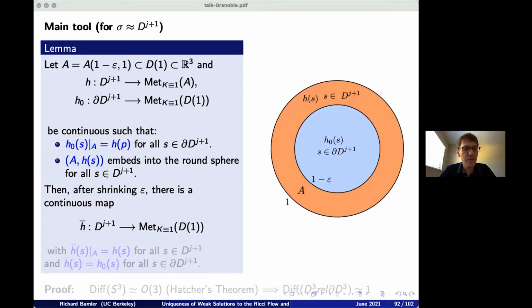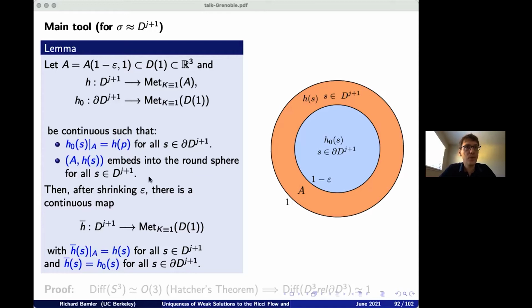The statement of the lemma is then that after shrinking epsilon, there's a continuous map H bar, I should probably have called it H hat, of metrics parameterized by the entire J plus 1 disk and defined on the entire 3 disk, such that H bar restricted to the annulus is equal to H, and H bar is equal to H naught for all S in the boundary of the J plus 1 disk. So this is exactly what we need in our extension process.